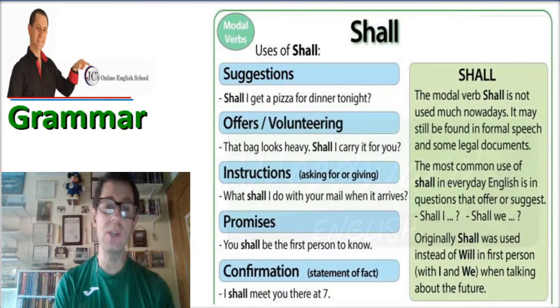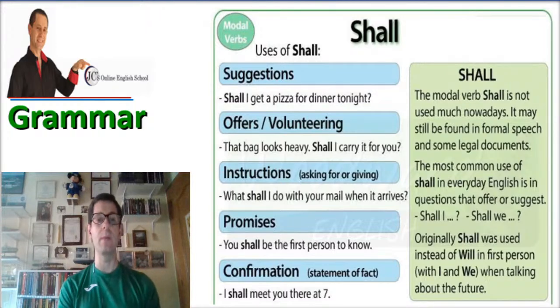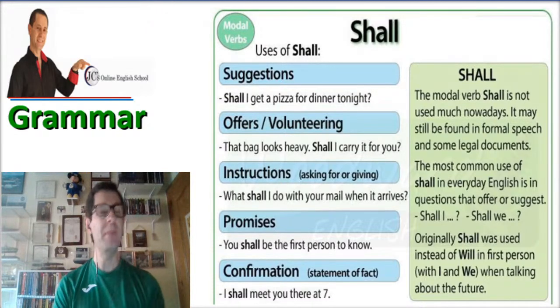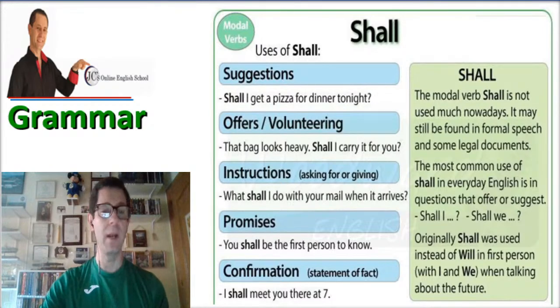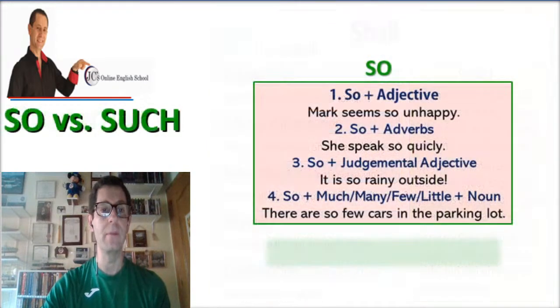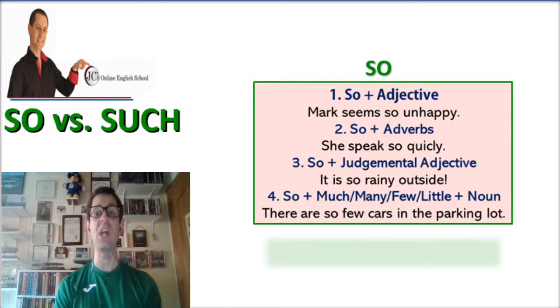Originally, shall was used instead of will in the first person, with I or we, when talking about the future. But nowadays, not many people use it. Nowadays, most people say I will and we will instead of I shall and we shall. But anyway, there you have it. Different uses of shall in case you hear it, which is not very frequently used nowadays, but it's still there.